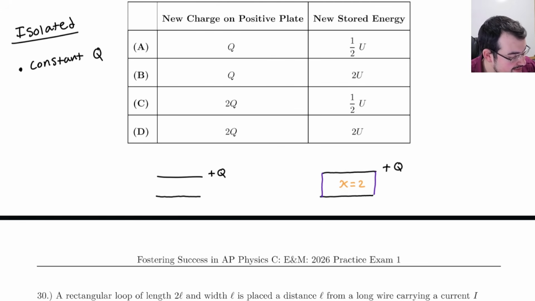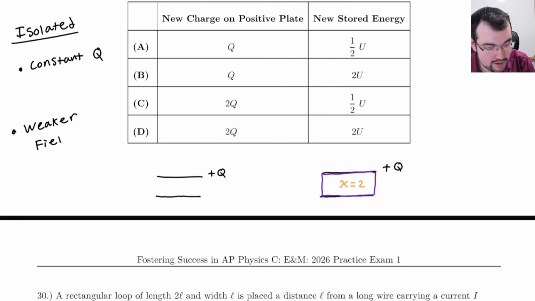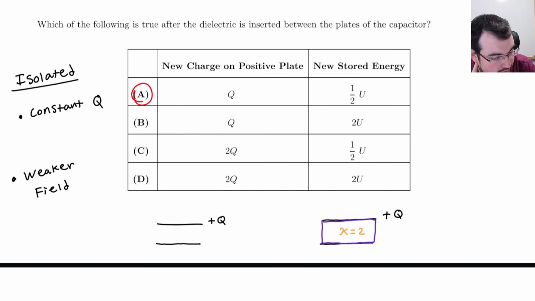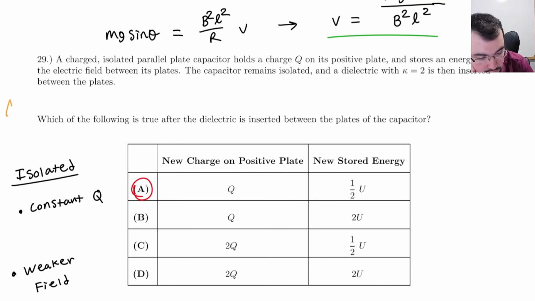Now, if we have constant Q, but insert a dielectric, what does that do? Well, think about dielectric. Dielectric means dielectric. So the electric field would be weaker for the same charge. So we have weaker field. And if you have a weaker field for the same charge, it's going to decrease the stored energy. And that is consistent with A. I'd rank this 2. Yeah, I ranked this as 2.